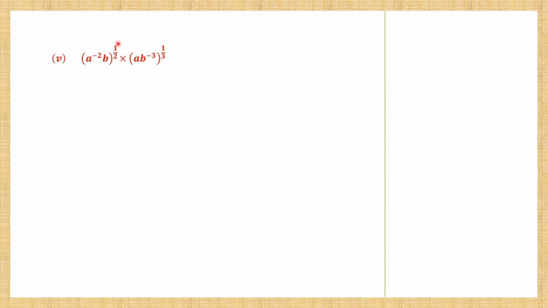Question 5. This whole thing is raised to the power of 1 by 2, and this is raised to the power of 1 by 3. So let's start working this out. So this will be a to the power of minus 2. This whole thing is now raised to the power of 1 by 2 into b raised to the power of 1 by 2. Now the other bracket, a raised to the power of 1 by 3 into b raised to the power of minus 3, this whole thing raised to the power of 1 by 3.